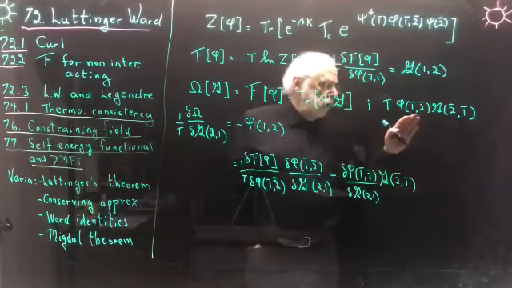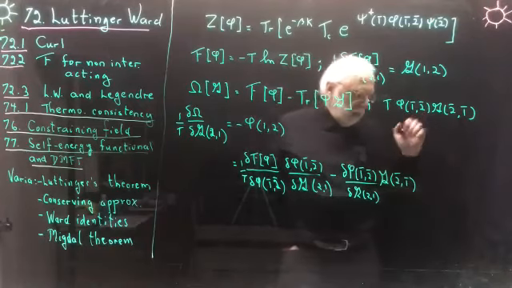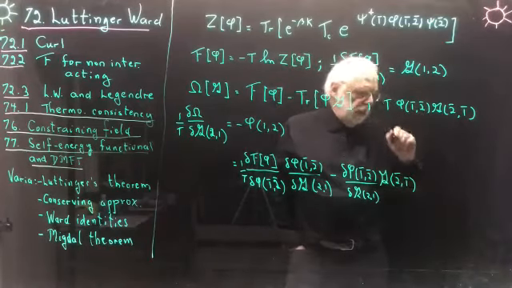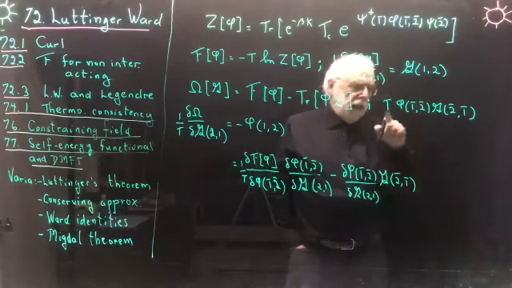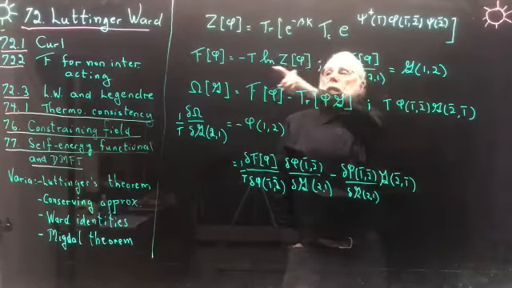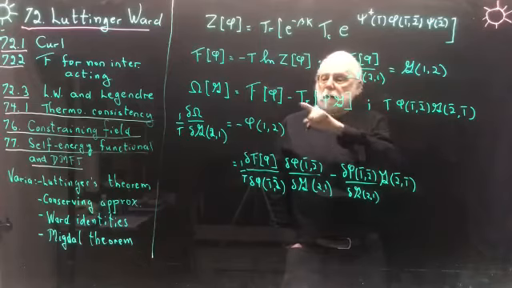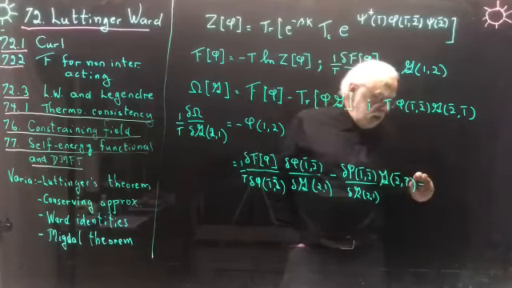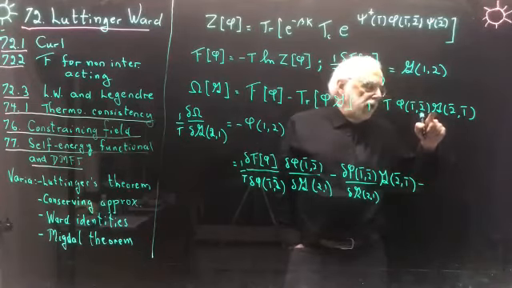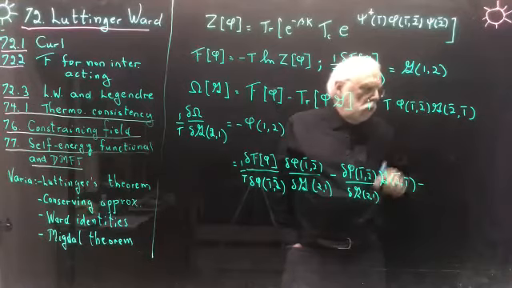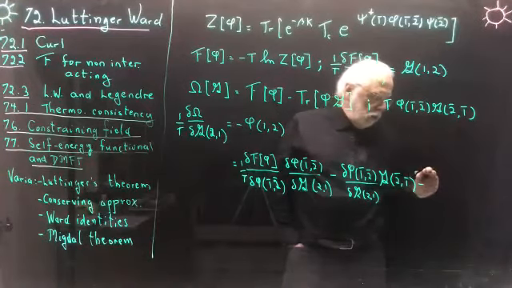And then the last term is obtained directly this way. So the t has disappeared, and I have the minus sign. So I have minus, and when I functionally differentiate this with respect to g21, I get phi 1 2.